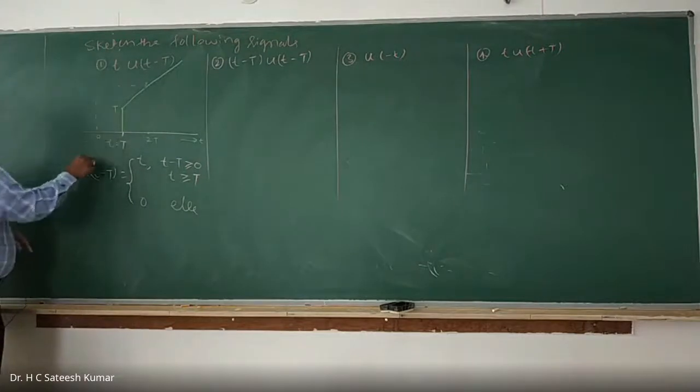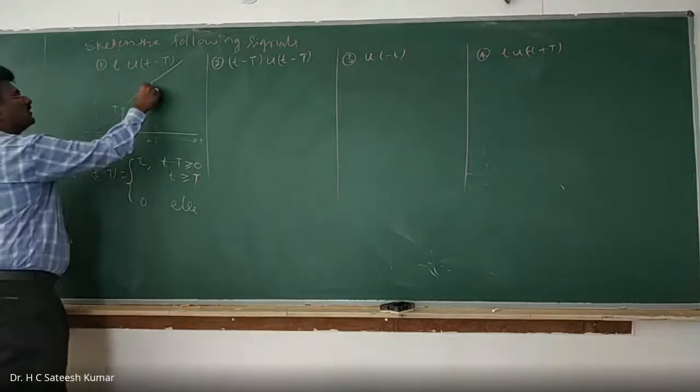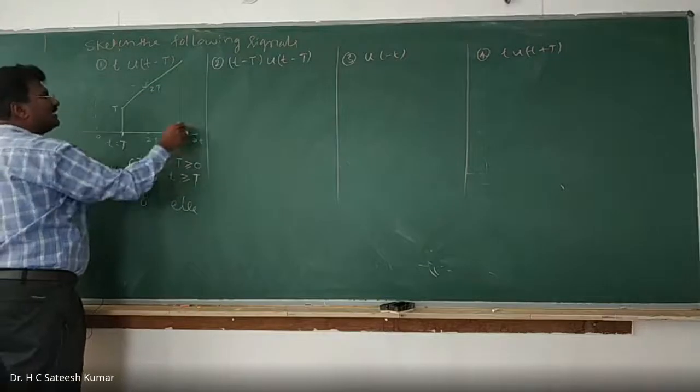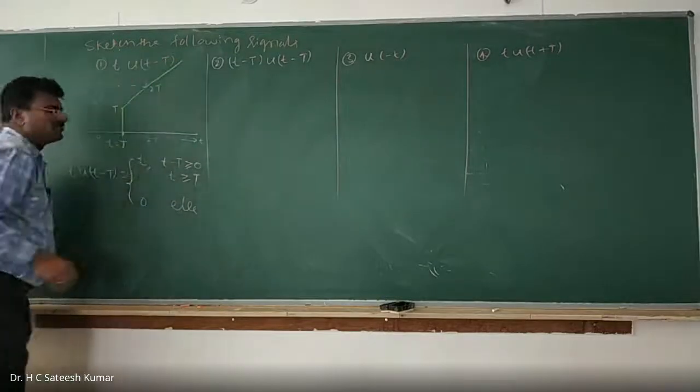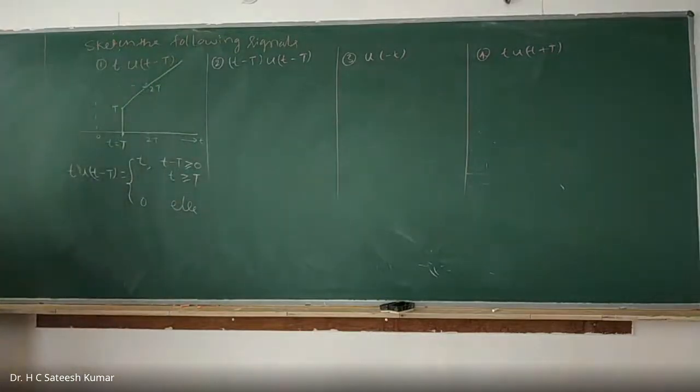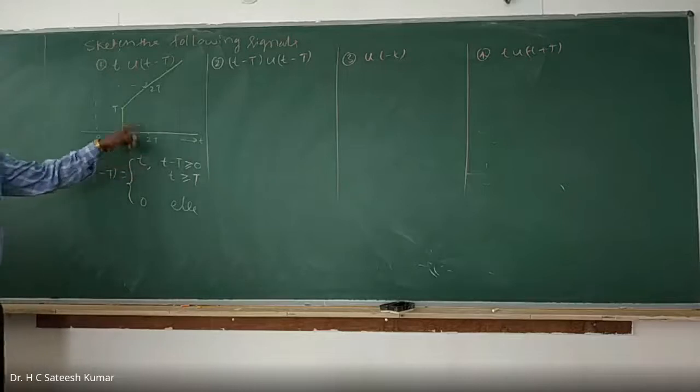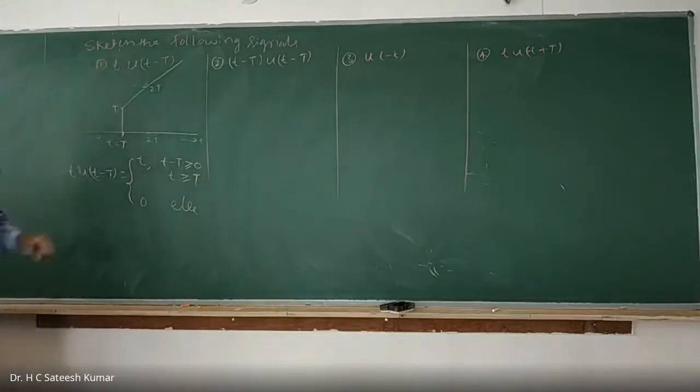Okay, this is 0. So this will be 2T. When t is equal to 3T, the amplitude becomes 3T. This is how it will be. Right? So this is positive. Since it is positive, it is an increasing slope. And a step function whose amplitude is multiplied by t, therefore it became a ramp. Okay, right?